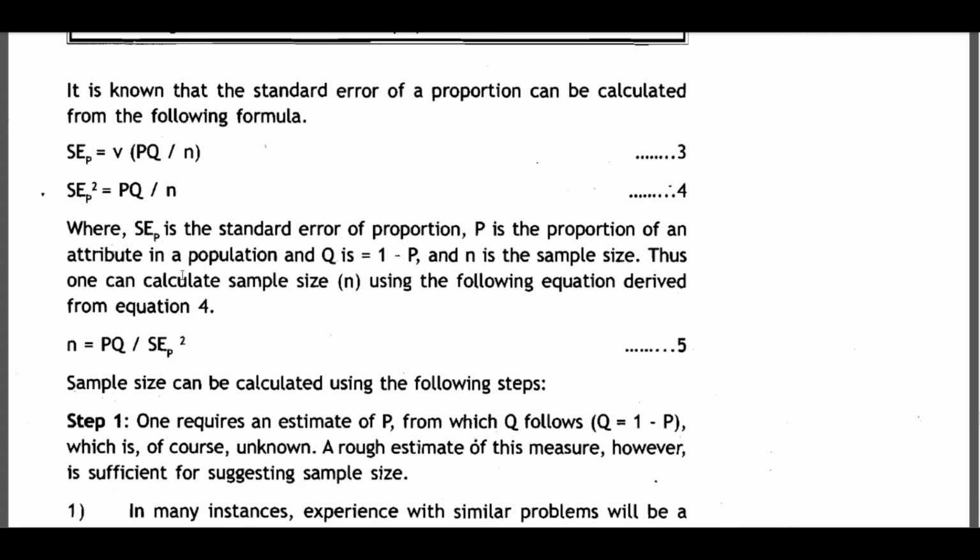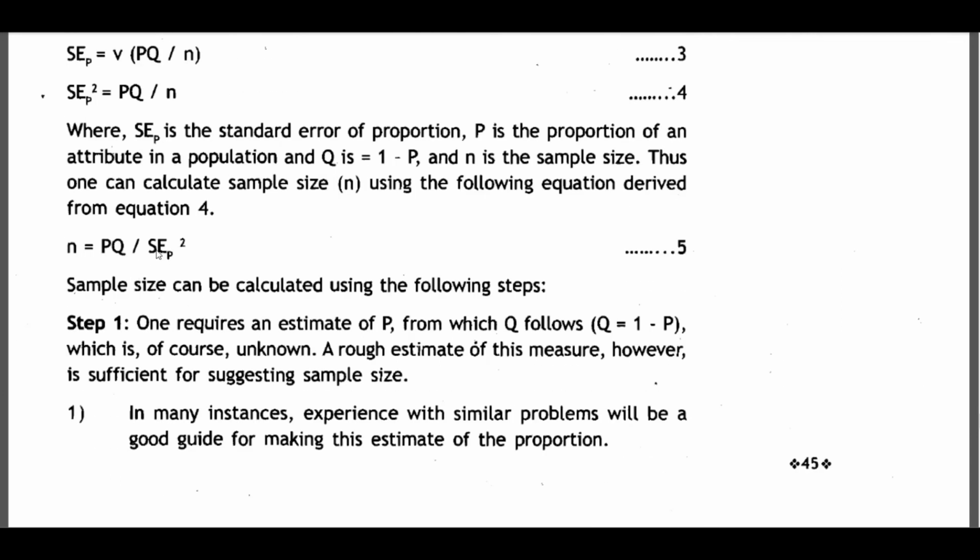Whereas SE is the standard error of proportion, P is the proportion of an attribute in the population, Q is equal to 1 minus P, and N is the sample size. Thus one can calculate the sample size N using the following equation derived from equation 4: N is equal to PQ divided by SE, the standard error, whole squared. The sample size can be calculated using the following steps.